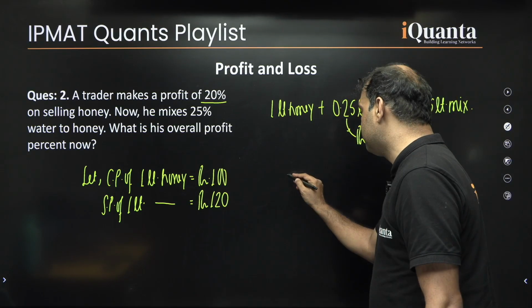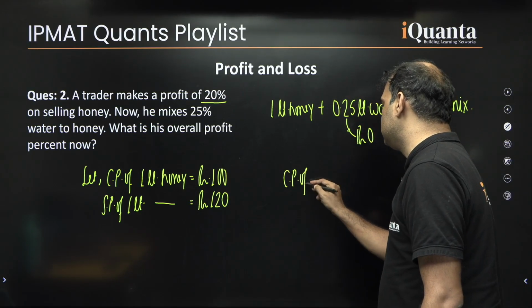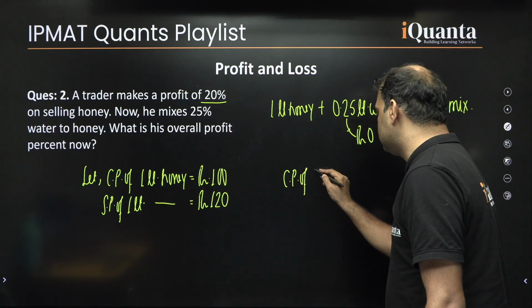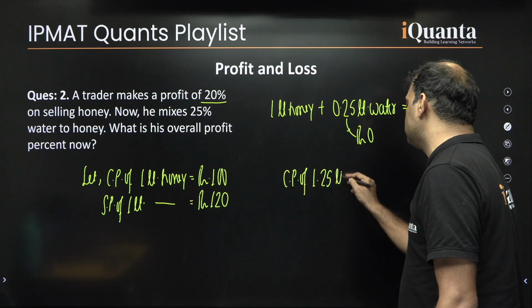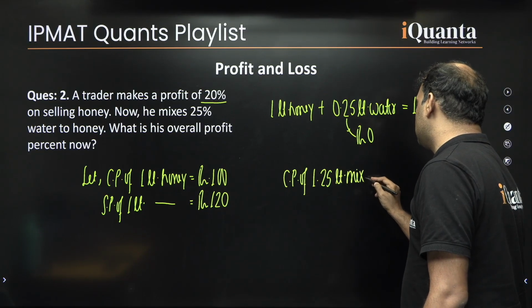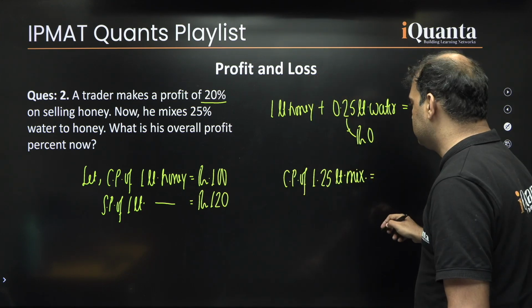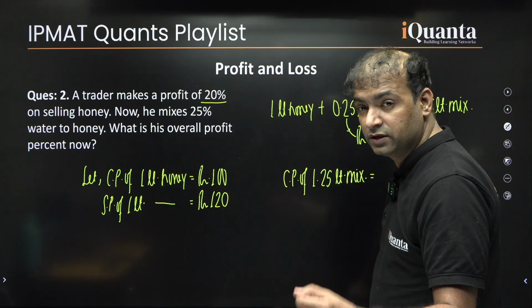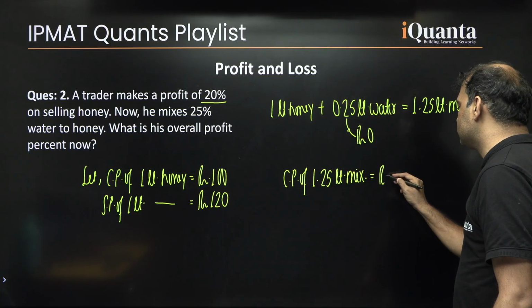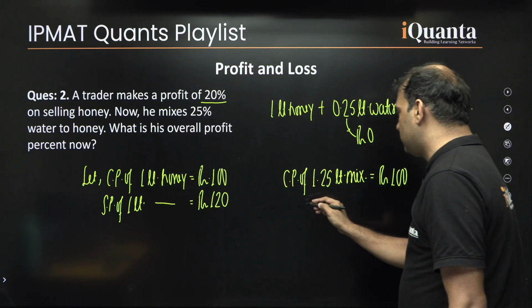So what should be the selling price of this whole mixture, guys? The mixture is, we know, 1.25 liters. So what is the cost price of 1.25 liters of mixture? The cost price will come only with the help of the honey, whose cost is 100, and the cost of water is 0. That makes the total cost rupees 100. Now let's talk about the selling price.